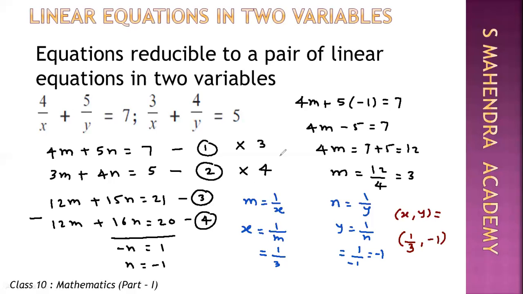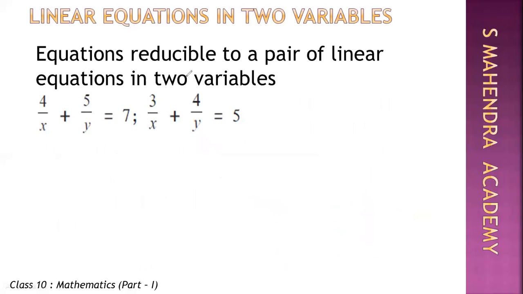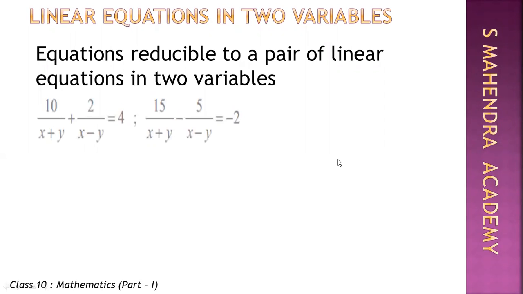Now we will see another example based on the same process. So here we have two equations: 10 upon x plus y plus 2 upon x minus y is equal to 4, and 15 upon x plus y minus 5 upon x minus y is equal to minus 2.